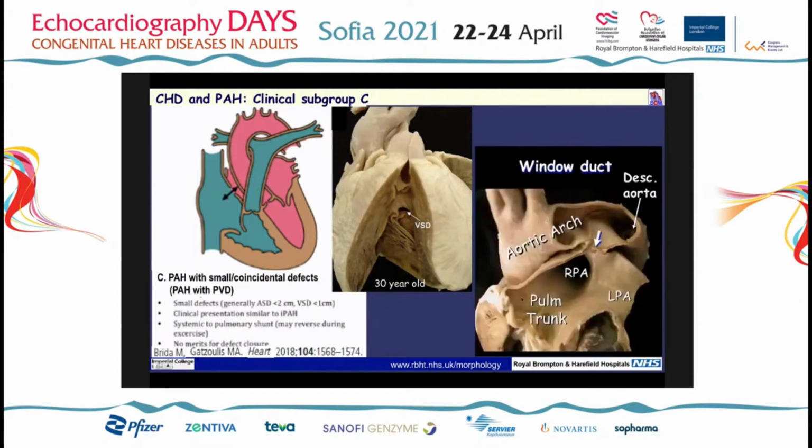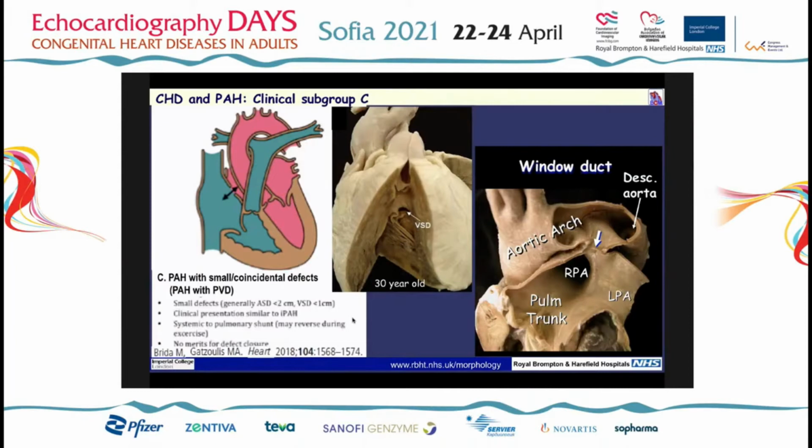Another example, in this case, a patent ductus arteriosus or patent arterial duct. I call it a window duct because there's hardly any length to it at all. And here with the aortic arch coming down to the descending aorta. Again, you note a dilated pulmonary trunk and dilated left pulmonary artery.